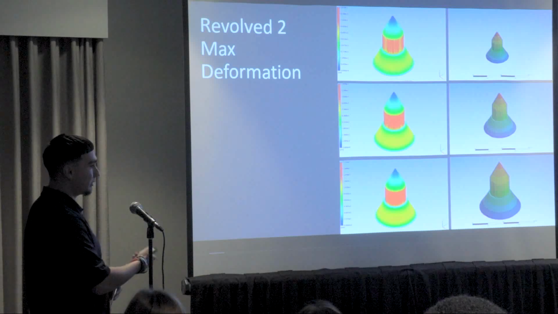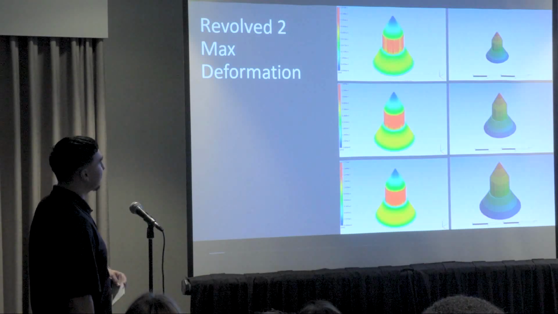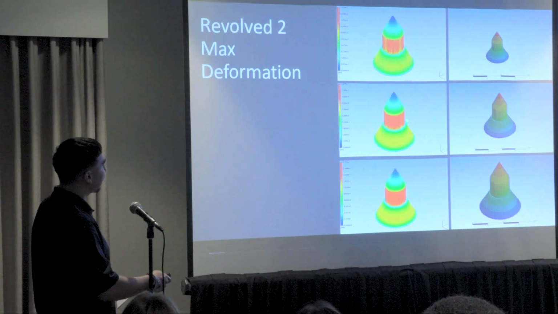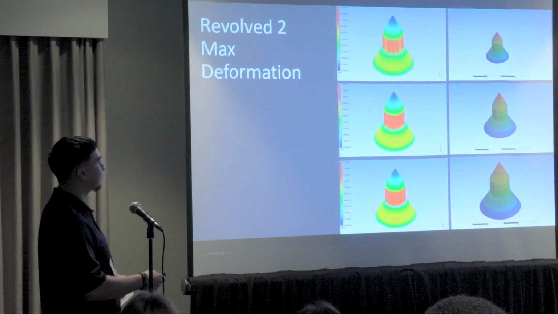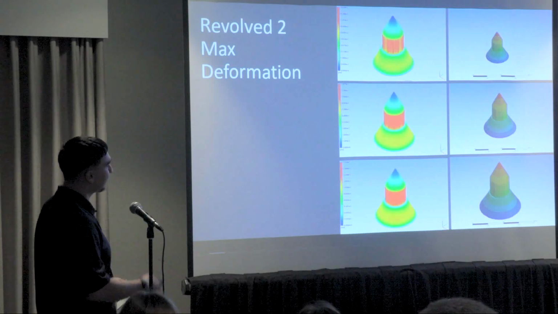And then this is one of the revolve parts. On the left-hand side, once again, we have laser powder bed fusion. Most of the deformation is going to be in the center. For direct energy deposit, we have most deformation at the top of the part.